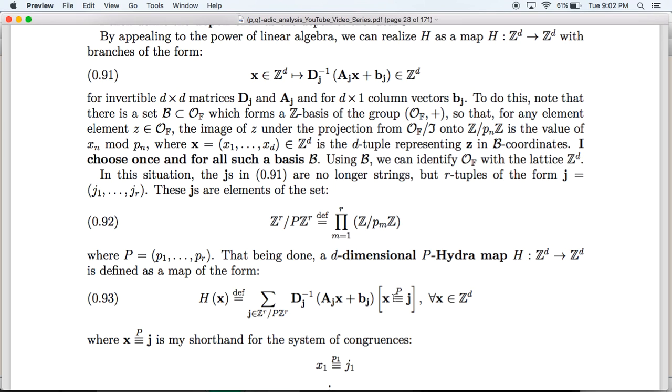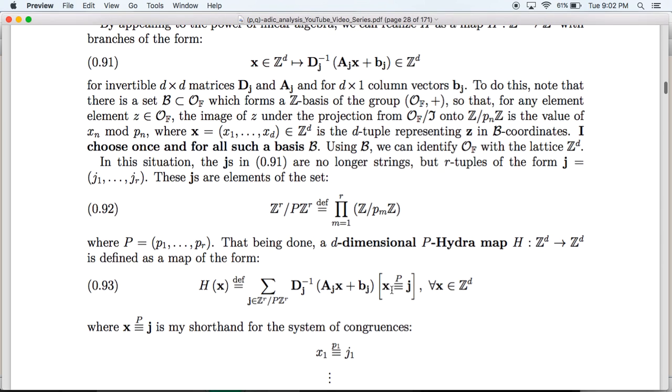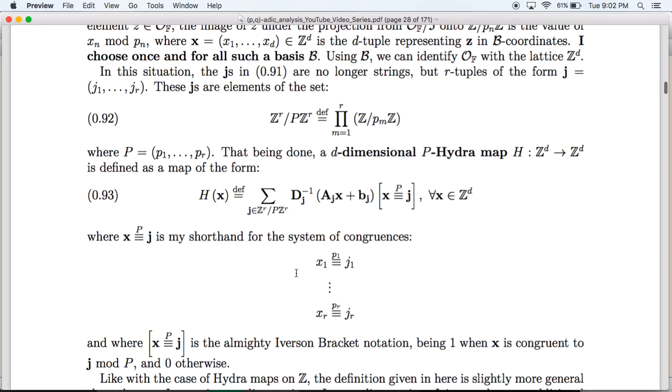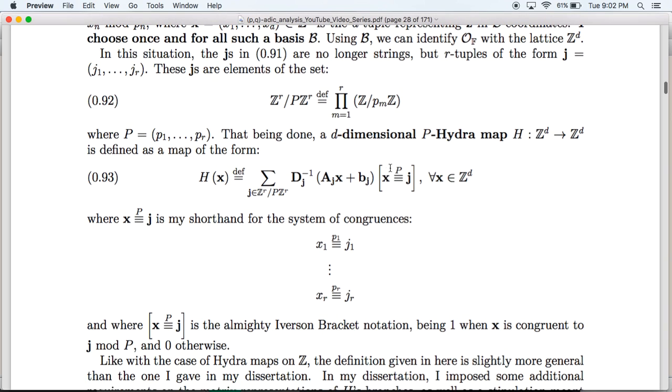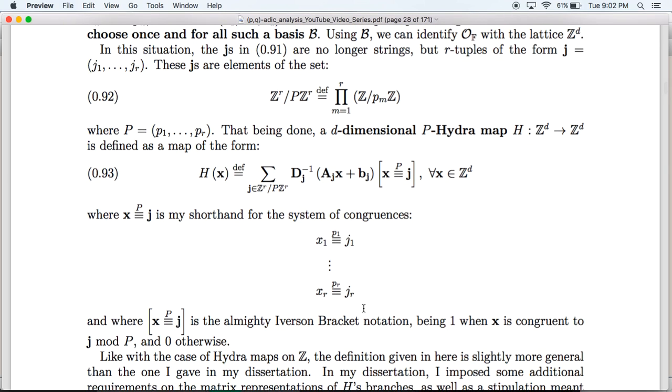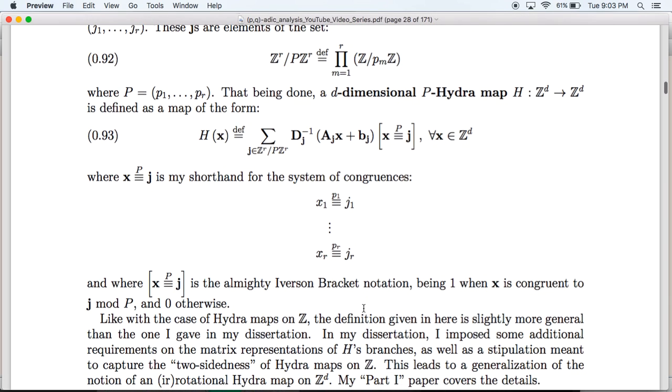And then this is Iverson brackets, and this notation here is my shorthand for the system of congruences: x_1 is congruent mod p_1 to j_1, and so on, up to x_r is congruent to j_r mod p_r. This is going to be 1 if these congruences are satisfied, and 0 otherwise. So, again, like with the one-dimensional case, this definition here is slightly more general than the one I gave in my dissertation.